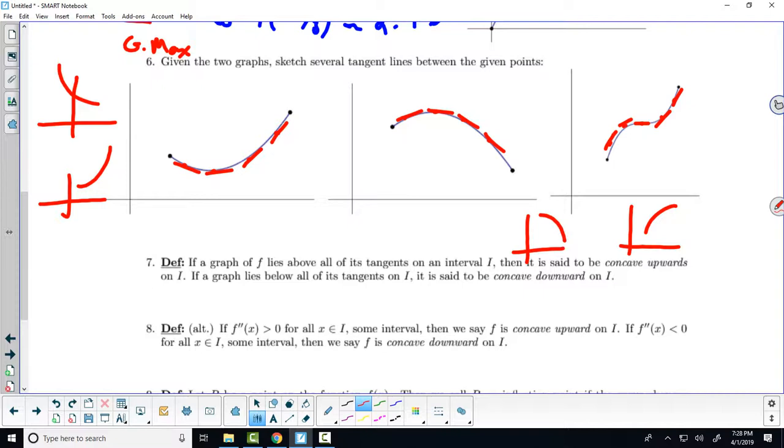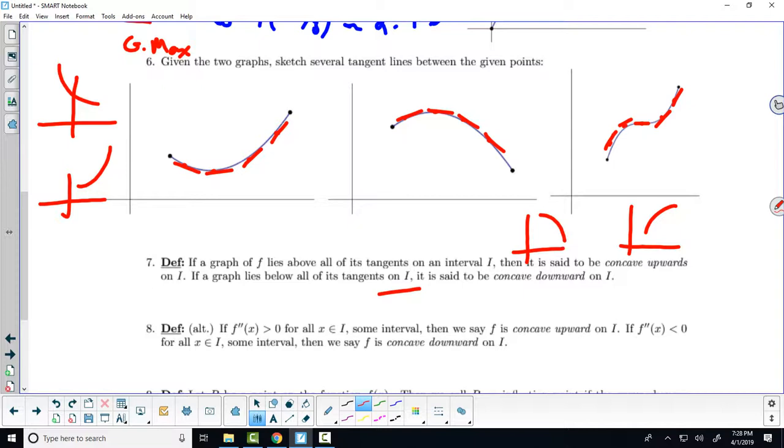I haven't decided what is the better definition, but the way our author defines it, a function is concave up if the first derivative is increasing. Does that make sense? If the first derivative is increasing, what are the slopes of the tangent lines doing? They're increasing, which is precisely what we see in this diagram here. So these are all interval definitions on some interval I.